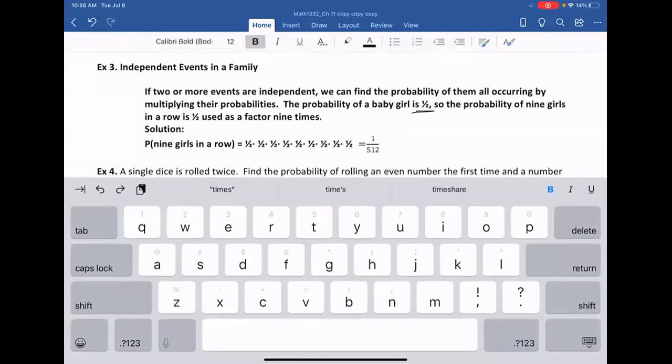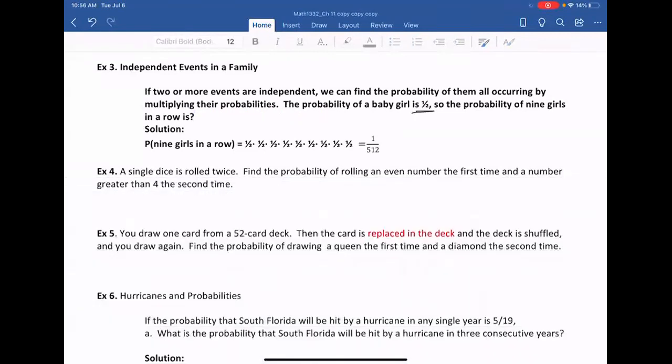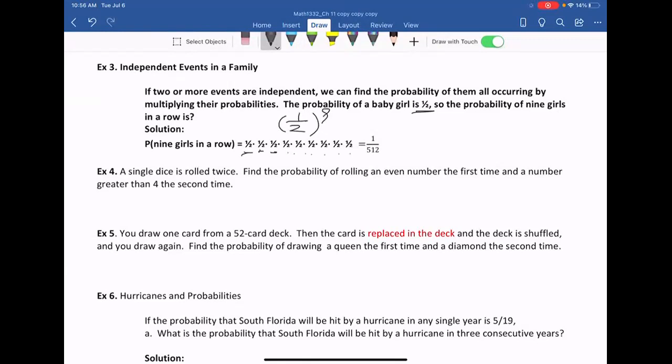Let's add a question mark here. Okay, if I want to find the probability of 9 girls in a row, the first one is a girl, the probability is 1/2. The second one is still a girl, 1/2, 1/2. And then this part equals 1/2 to the 9th. So that equals 1 over 512.